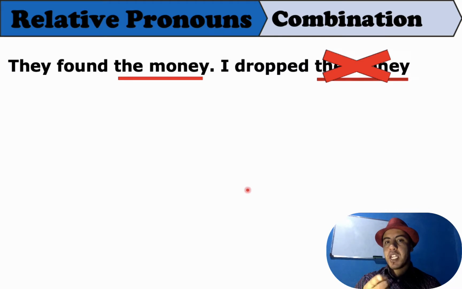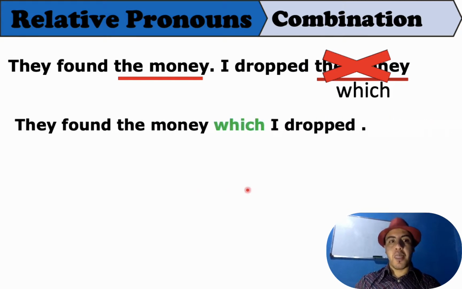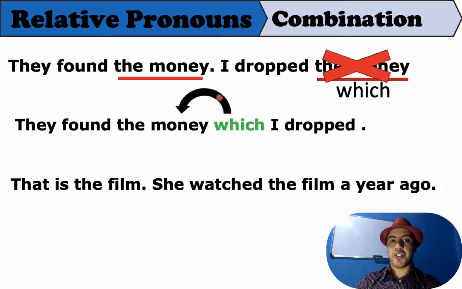Now let me ask you, the money, is it people? No. Are we going to use who? No. Are we going to use whom? No. Why? Because the money is not people. So what do we need to use? Which. Very good. So the answer is, they found the money which I dropped. Okay, so what does which refer to? It is money. So please remember that which, we use it for objects or things.